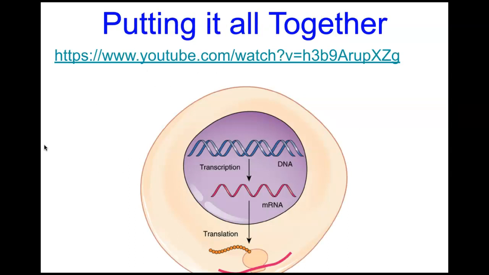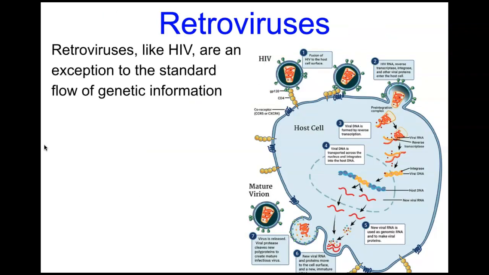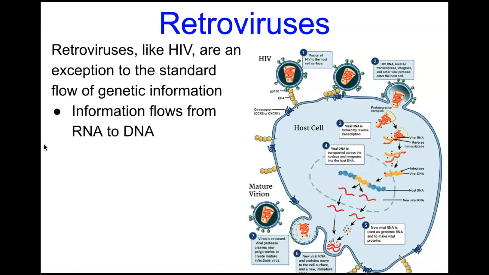So I will post this video as a tutorial in the unit folder for topic 4, but wrapping things up here, taking one final look at retroviruses. Retroviruses, like HIV, human immunodeficiency virus, are an exception to the standard flow of genetic information. And this is why, back in the 80s and early 90s when HIV/AIDS came on the scene, it was hard to come up with an antiviral drug to combat this disease, because they go against the norm of standard genetic information.